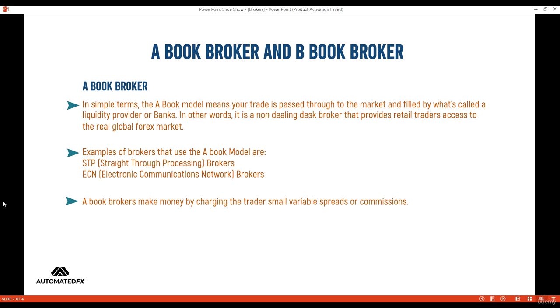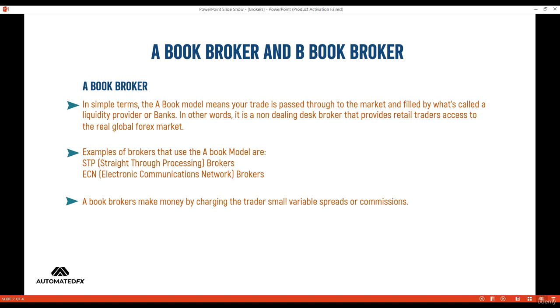Now, who is an A-book broker? In simple terms, the A-book model means your trade is passed through to the market and filled by what is called a liquidity provider or a bank. In other words, it's a non-dealing desk broker that provides retail traders access to the real global forex market. The A-book broker collects your orders, your buys and your sells, and then just reroutes them to the market through a bank or through a liquidity provider. That's what the A-book broker does.